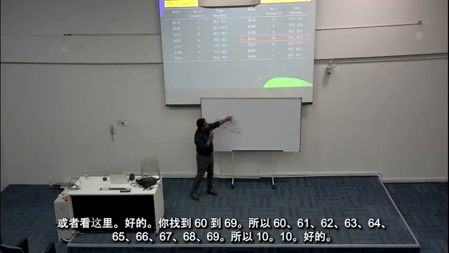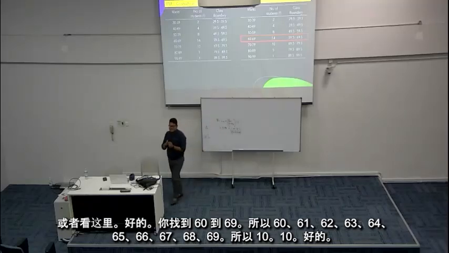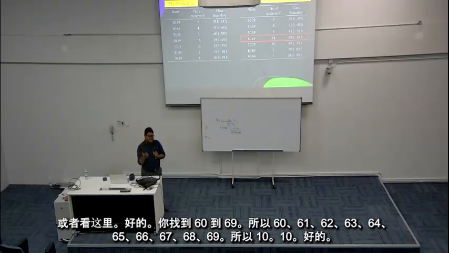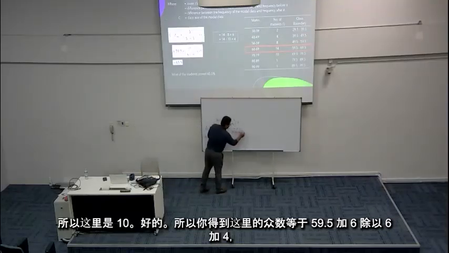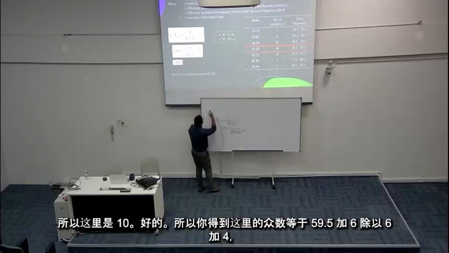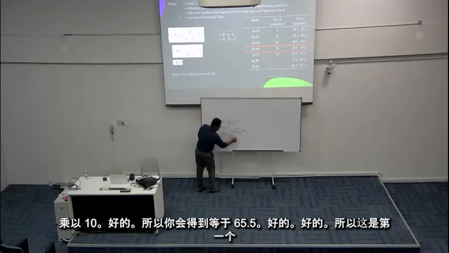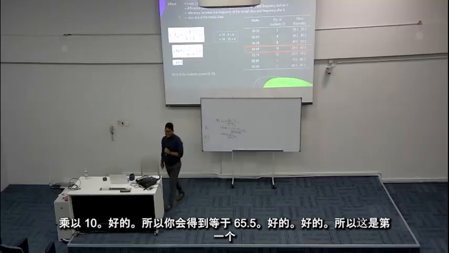you find 60 until 69. So, 60, 61, 62, 63, 64, 65, 66, 67, 68, 69. So, 10. So, we have 10 here. So you get the mode is equal to 59.5 plus 6 divided by 6 plus 4, multiplied by 10. So you will get 65.5.